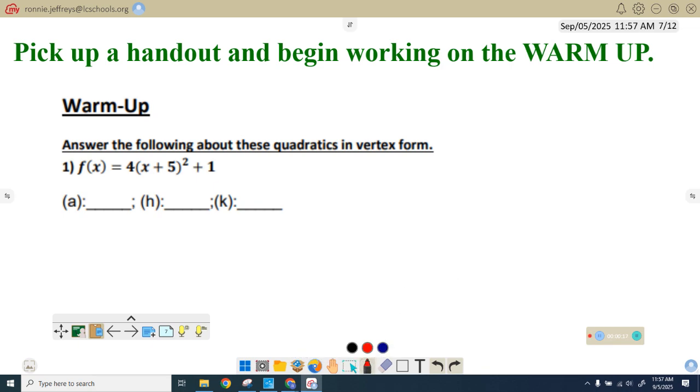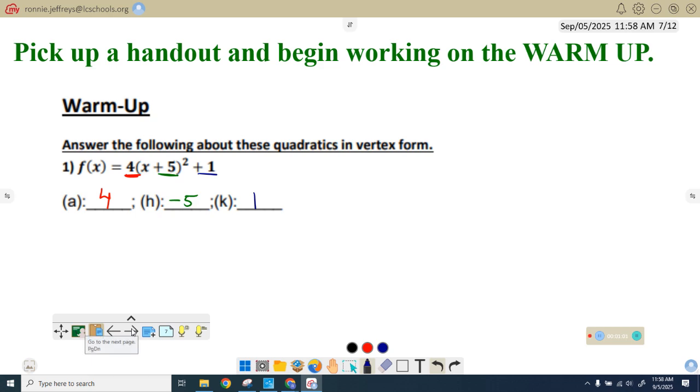Alright, now we needed to review what this is before we can do today's lesson. Okay, so remember, A is the number in front right here, so this would be 4. H is right here, and it should be -5. And then K is at the end, and this is 1. Now, there was originally more stuff on it. We didn't need all that. We just needed this right here to get through today.